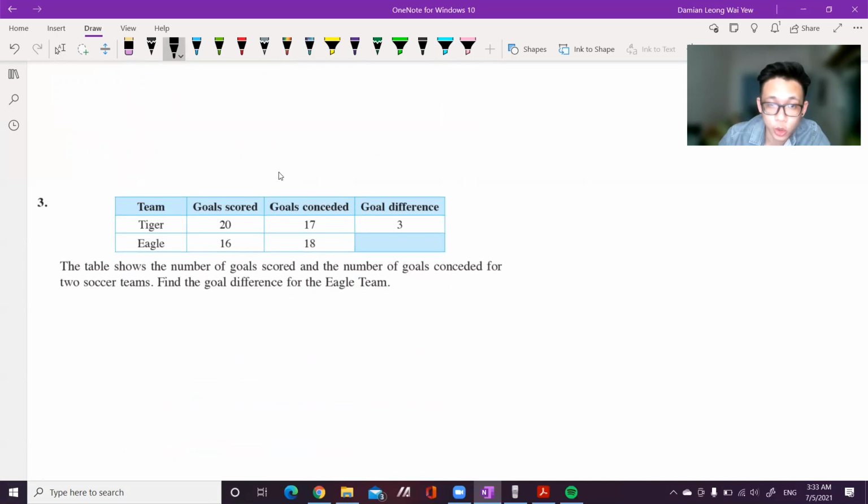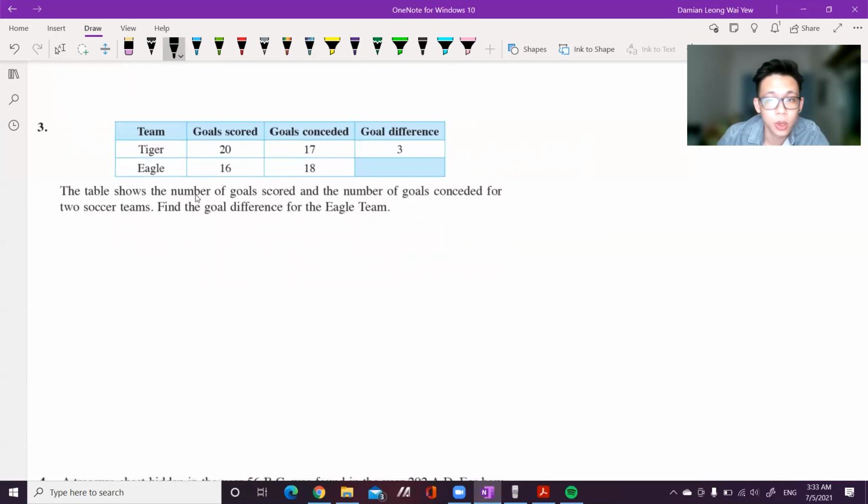Now we look at question 3. I have this table showing the number of goals scored and the number of goals conceded for 2 soccer teams. I want to find the goal difference for the Eagle team. Goal difference means the difference between your goals scored and the goals conceded. Goals that you score compared to goals that you let in. Conceded means you let the other teams score.